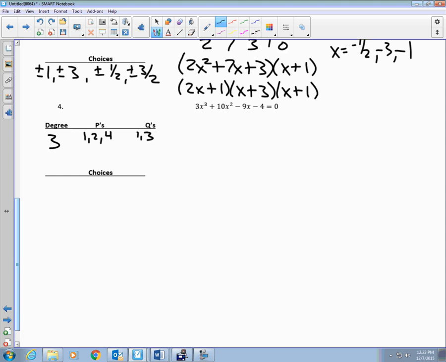So we'll start by pairing up the p's with 1, and then we'll pair up the p's with 3. So plus or minus 1, plus or minus 2, plus or minus 4, plus or minus 1/3, plus or minus 2/3, plus or minus 4/3.